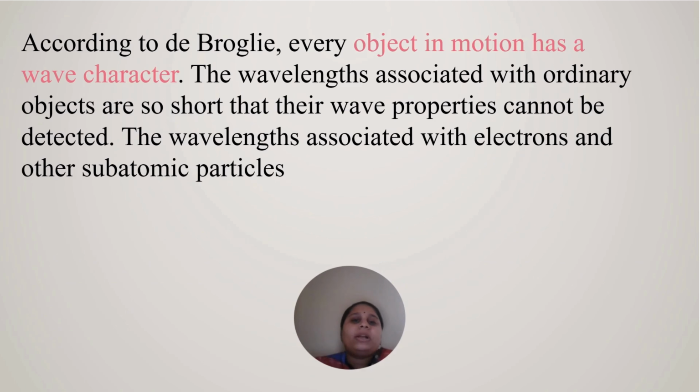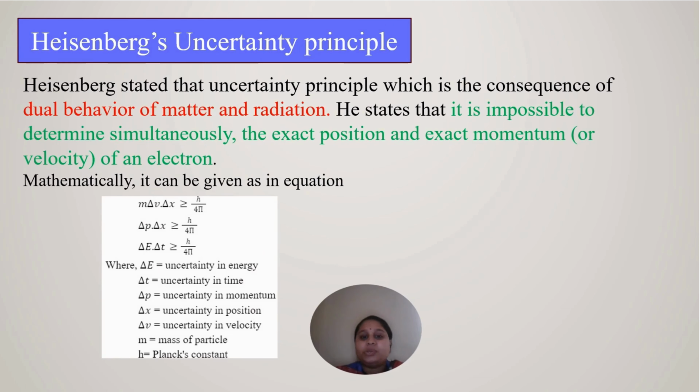And de Broglie assumed that every object in motion has a wave character. So if any object has some motion, it has a wave nature. The wavelengths associated with such objects are very short and the wave properties cannot be determined. And the wavelengths associated with electrons and other subatomic particles were also determined.